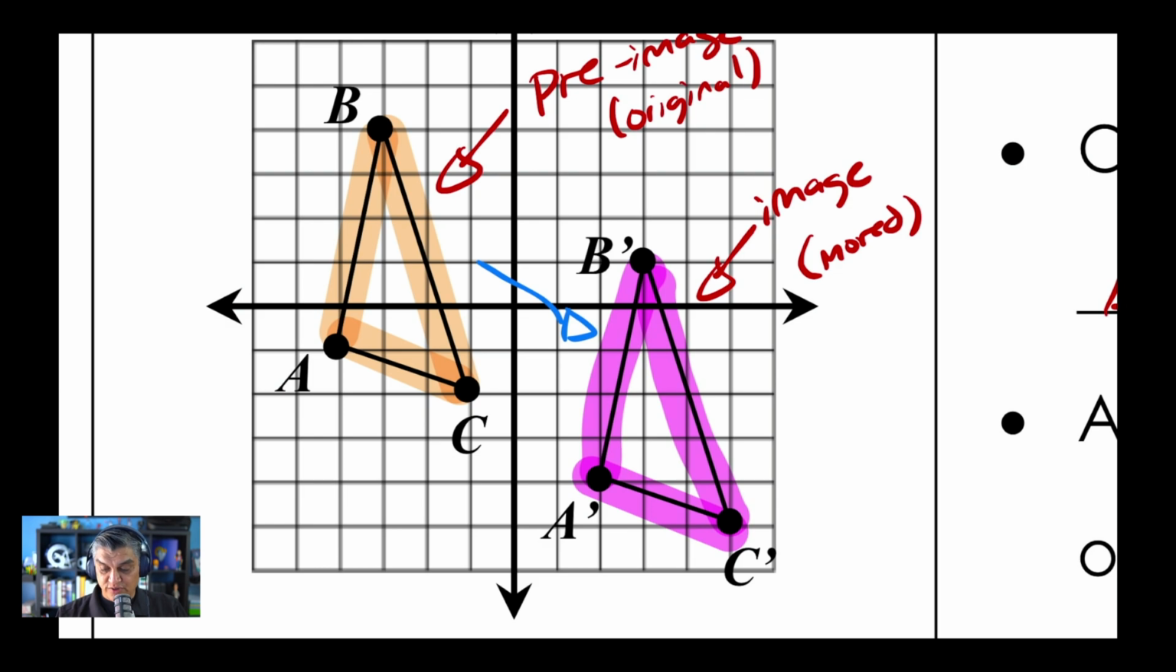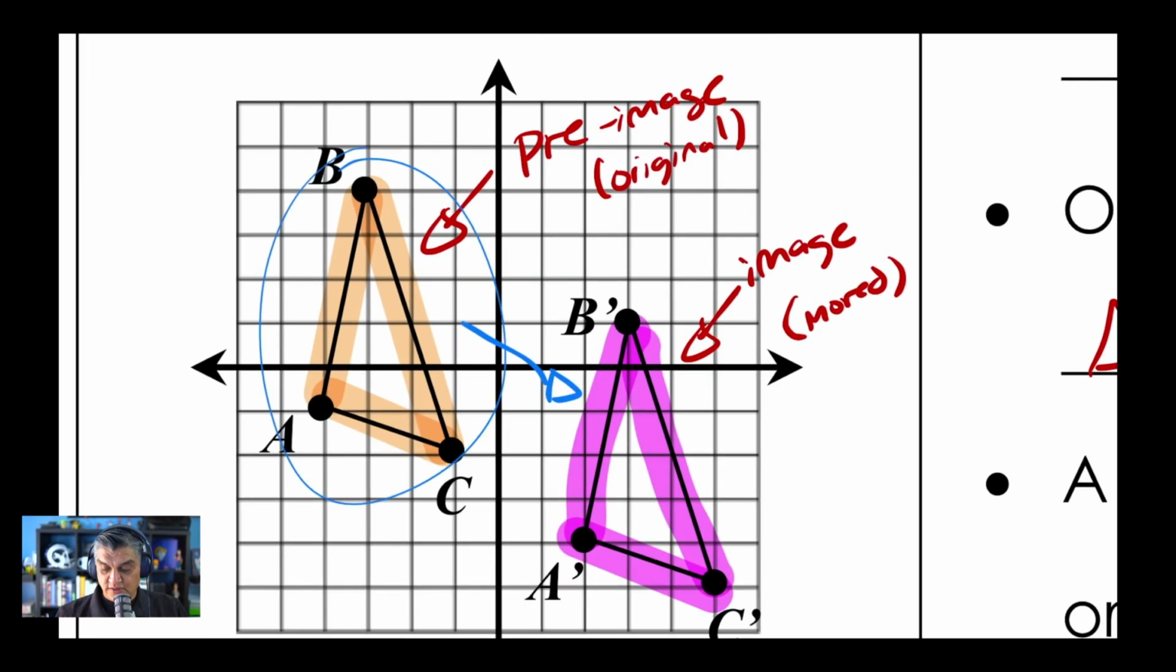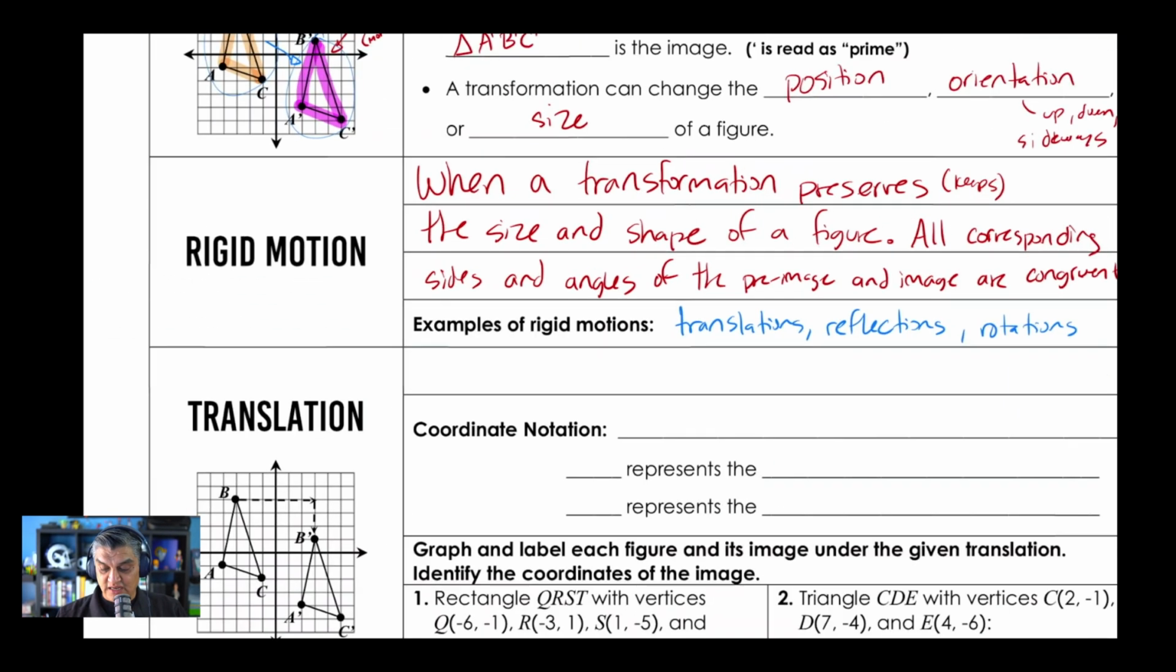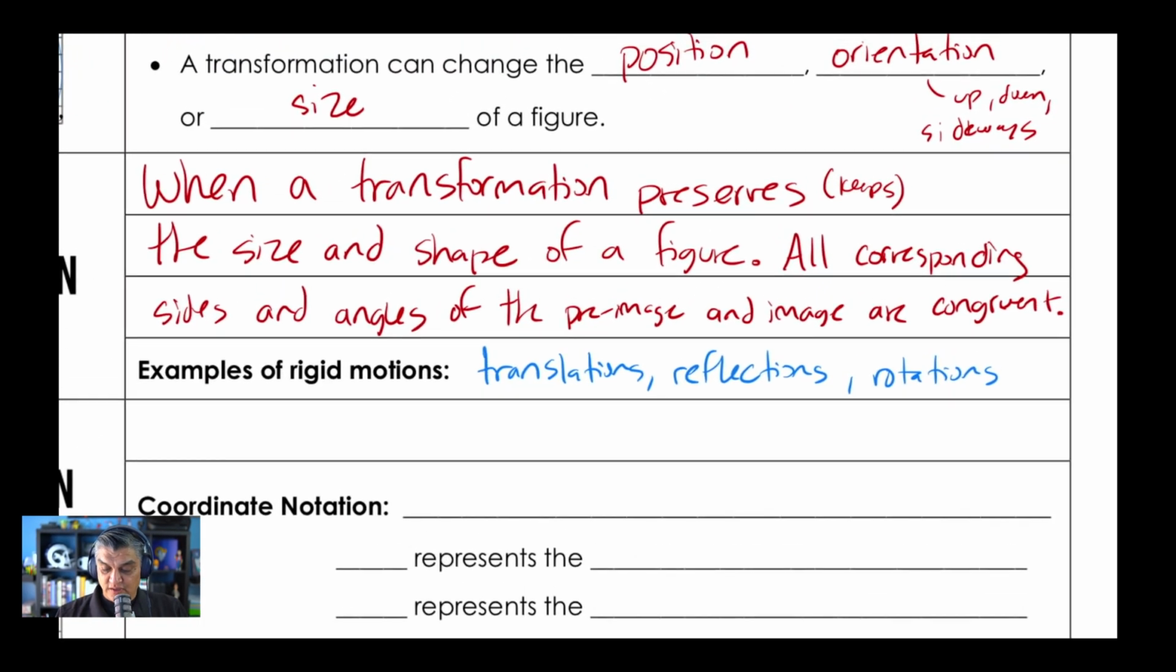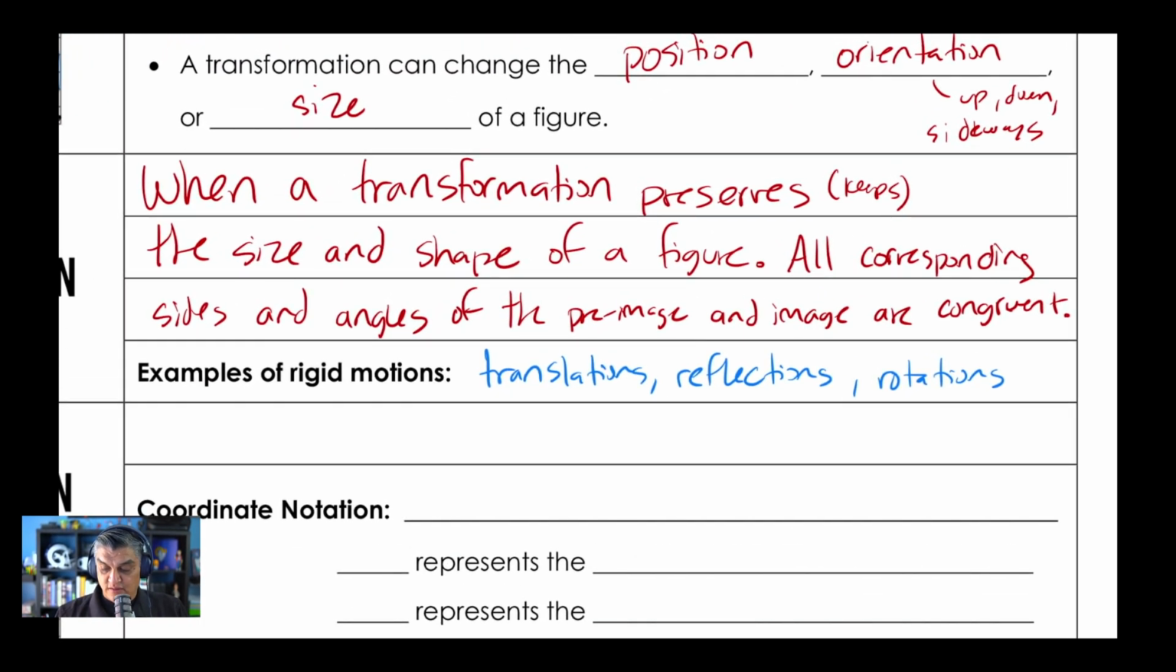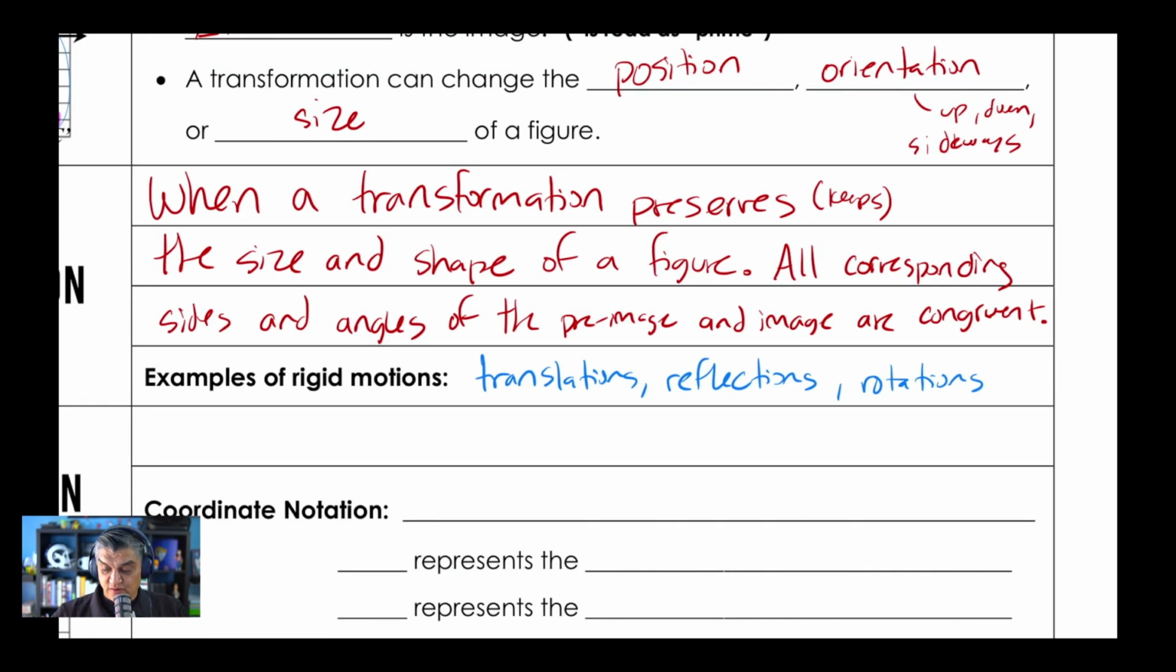That means the pre-image, the orange one, and the image, the pink one, are exactly the same. They're congruent. All the sides are congruent. All the angles are congruent. So that's all I'm saying here: when I do a rigid motion, all the sides and angles are congruent.